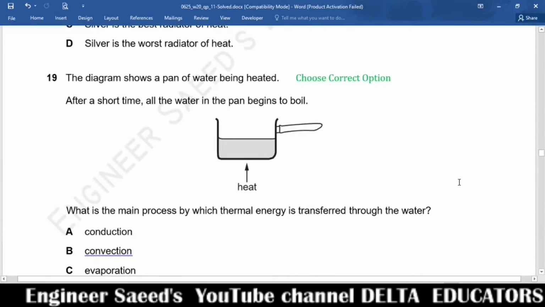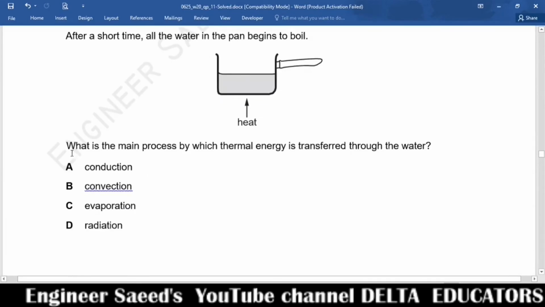Question number 19. The diagram shows a pan of water being heated. After a short time, all the water in the pan begins to boil. What is the main process by which the thermal energy is transferred through the water? We have studied three modes of heat transfer: one conduction, second convection, third radiation. Conduction is a process that takes place in solids, whereas in liquids and in gases, heat is transferred mainly because of convection. And radiation is a heat transfer method in vacuum.